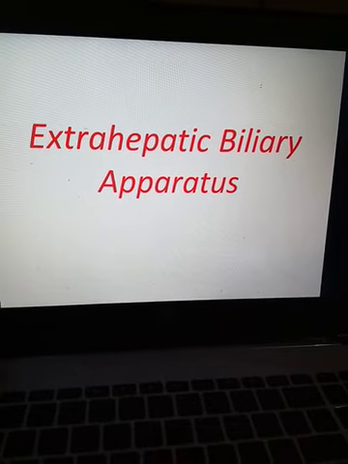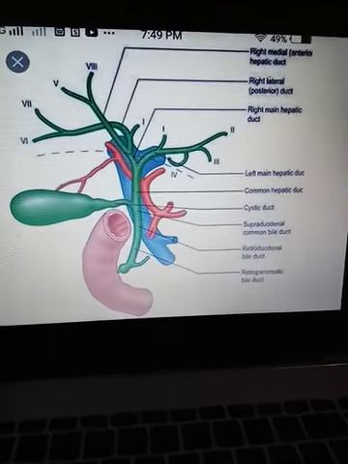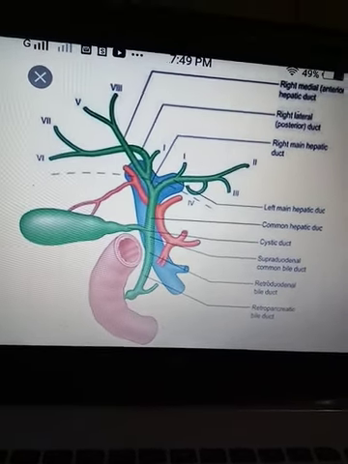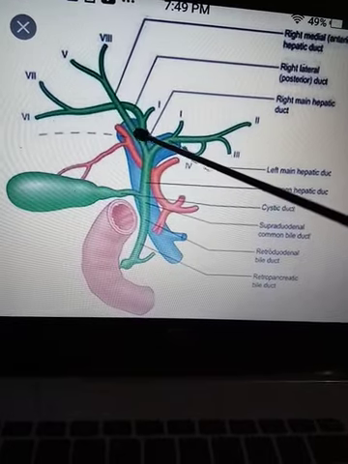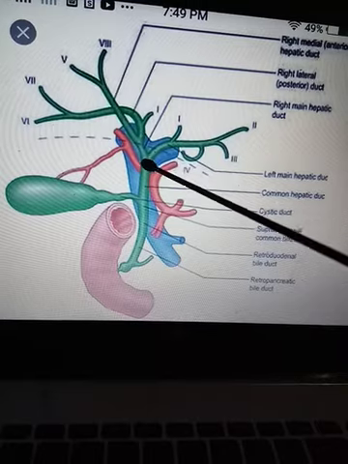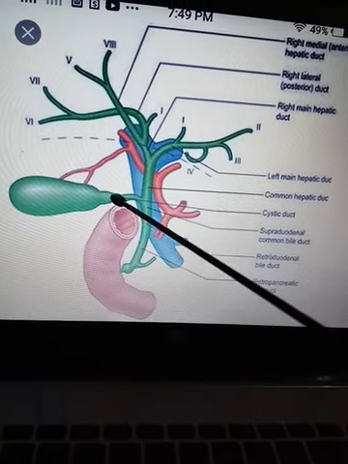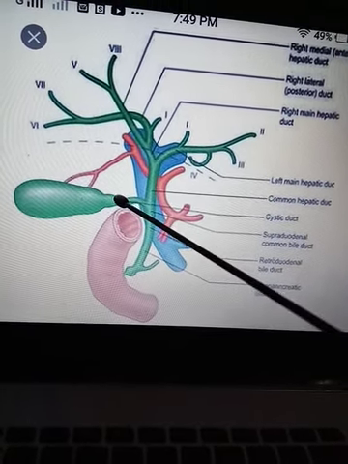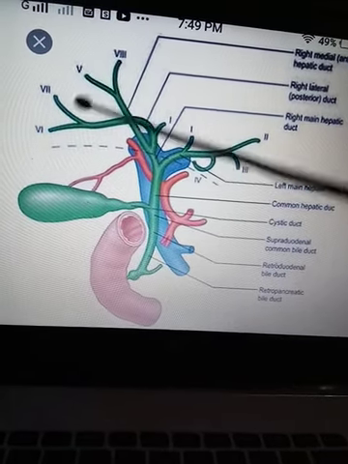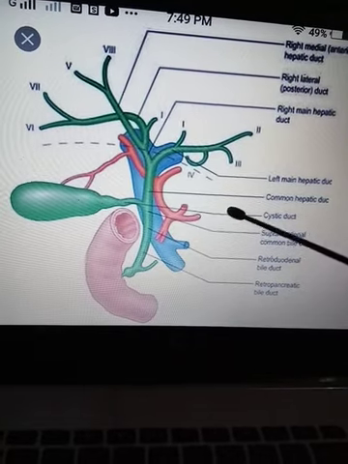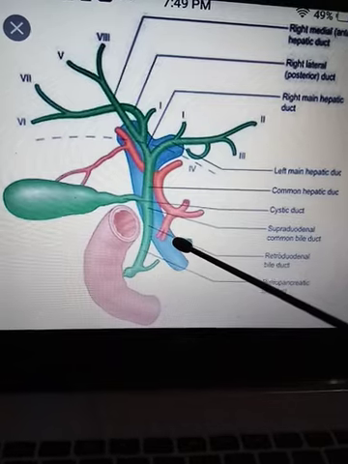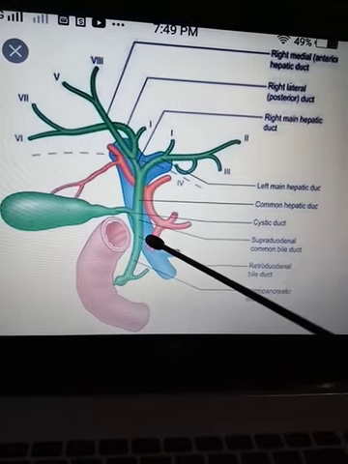First of all, what is this extrahepatic biliary apparatus? If you can see in the picture, the extrahepatic biliary apparatus comprises your right hepatic duct, your left hepatic duct, your common hepatic duct, your gallbladder, your cystic duct, your bile duct. These all structures form the part of your extrahepatic biliary system.